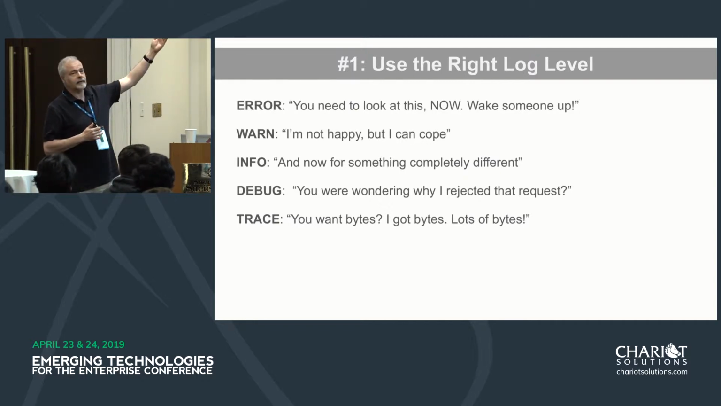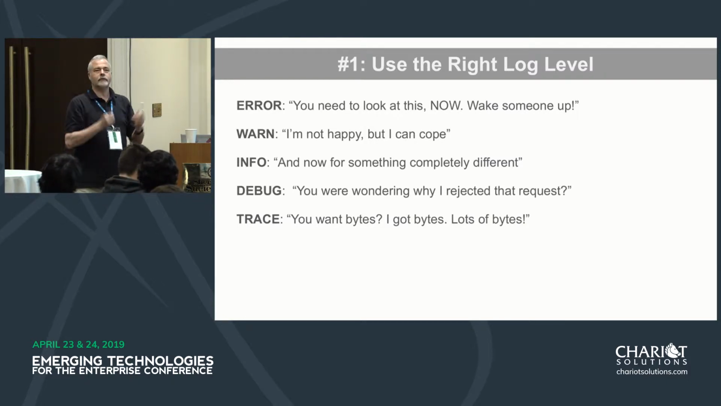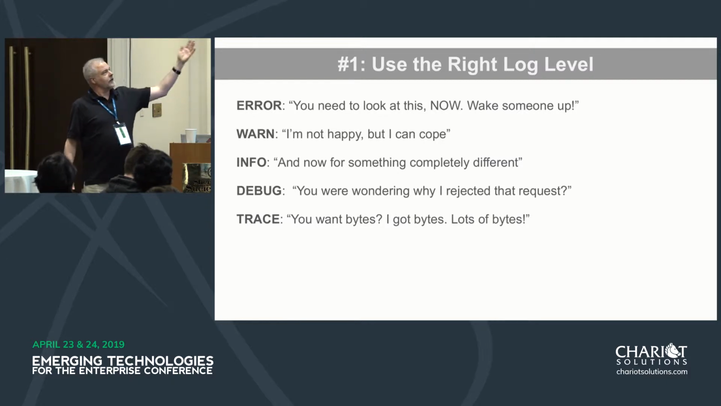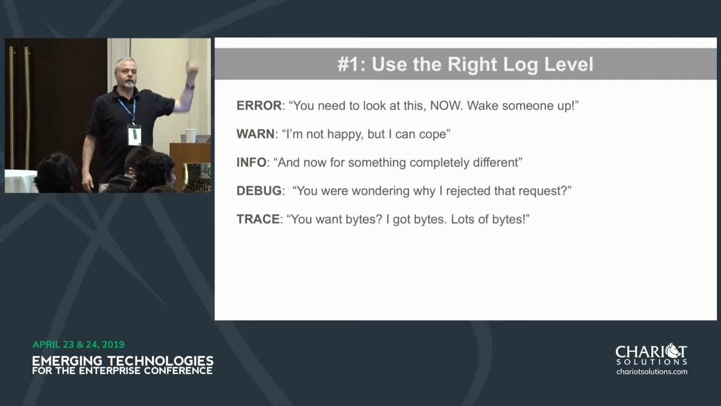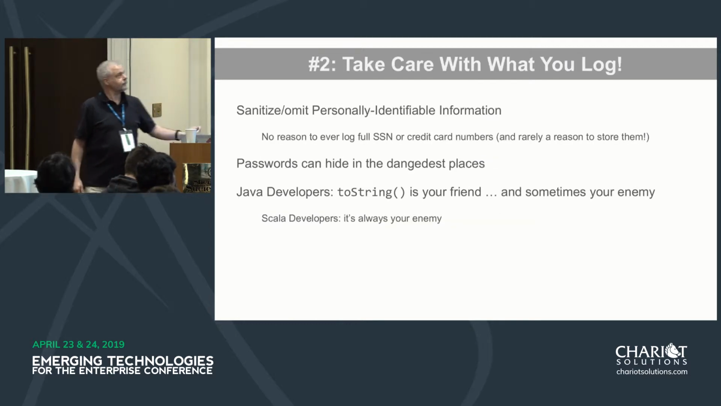I've also run into cases where people do form field validation writing error logs, which completely loses real errors. I've been in places where production turns off debug logs to save disk space, which is great until your customer says, hey, why didn't my transaction go through? And you go, I don't know. So again, picking the right log level increases signal to noise ratio, helps you debug your problems.